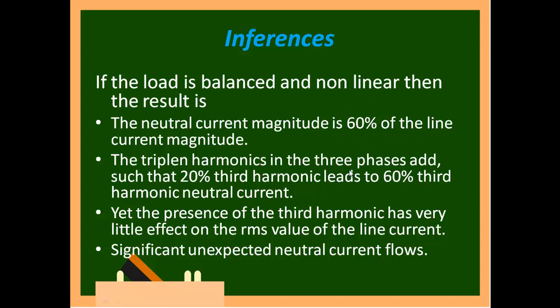The triple harmonics in the three-phase add up, such that 20% of third harmonic leads to 60% of third harmonic neutral current. Just 20% harmonics in the line will lead to 60% neutral current, so you can identify it. The maximum reason for the 60% is only the triple harmonic, which is nothing but the third harmonic.